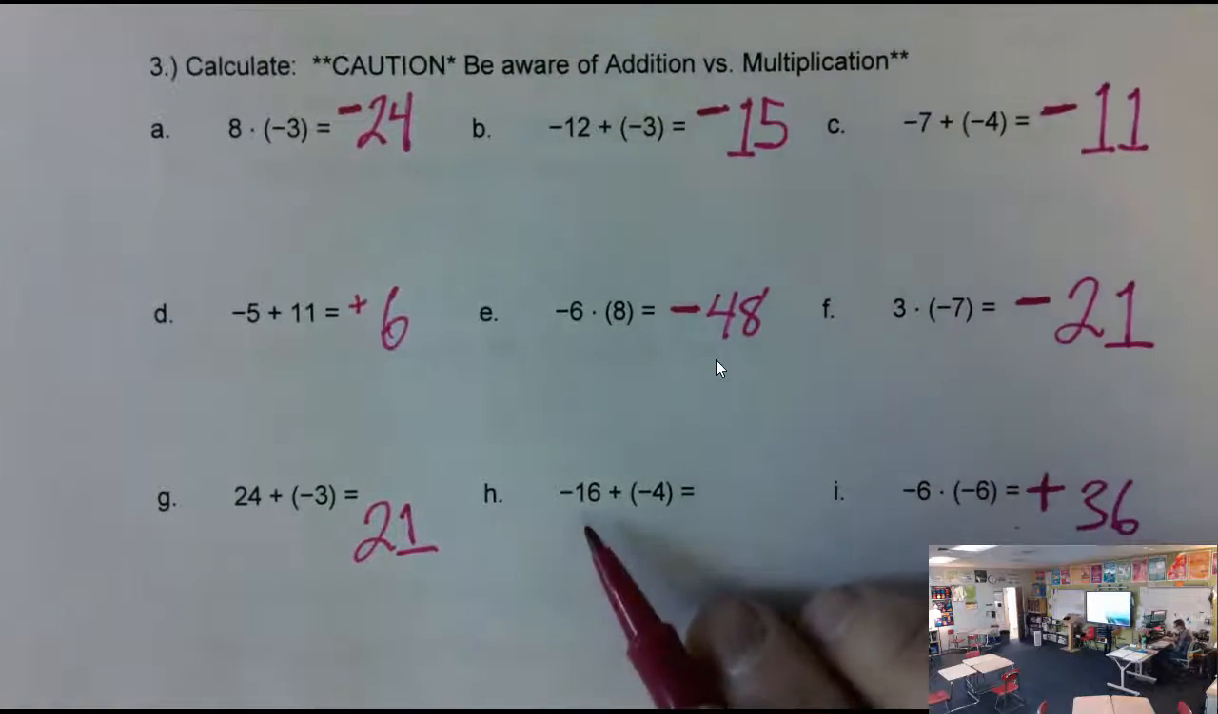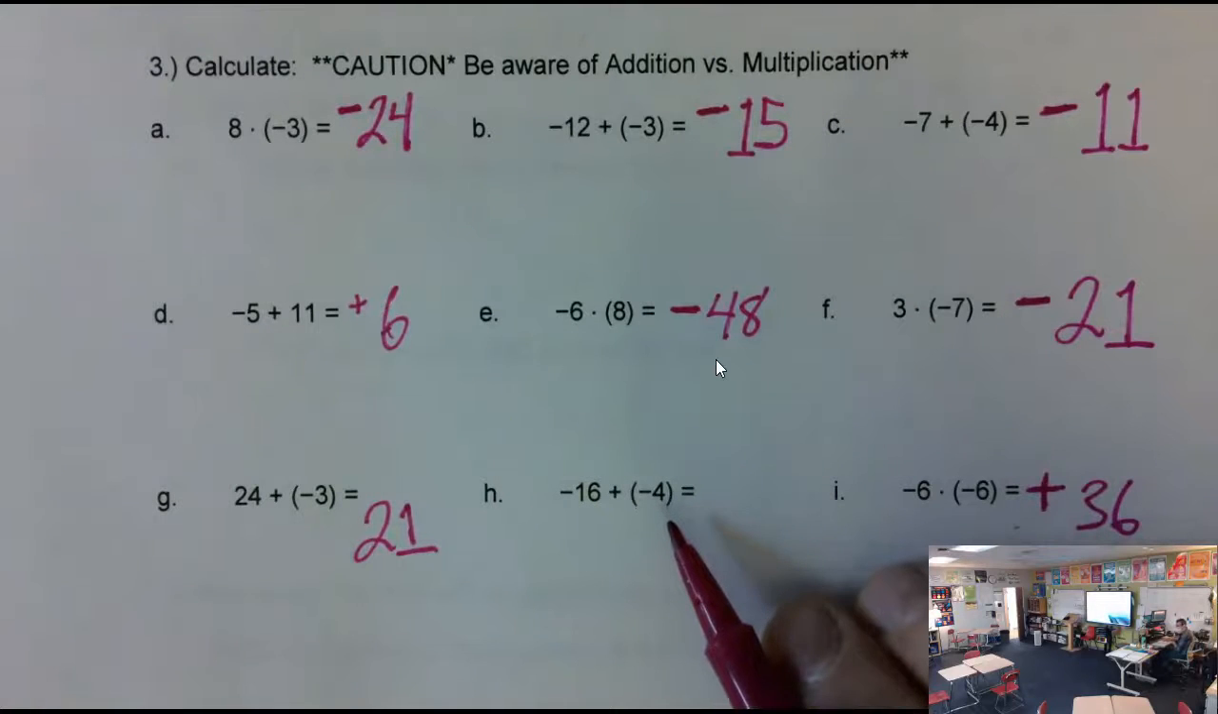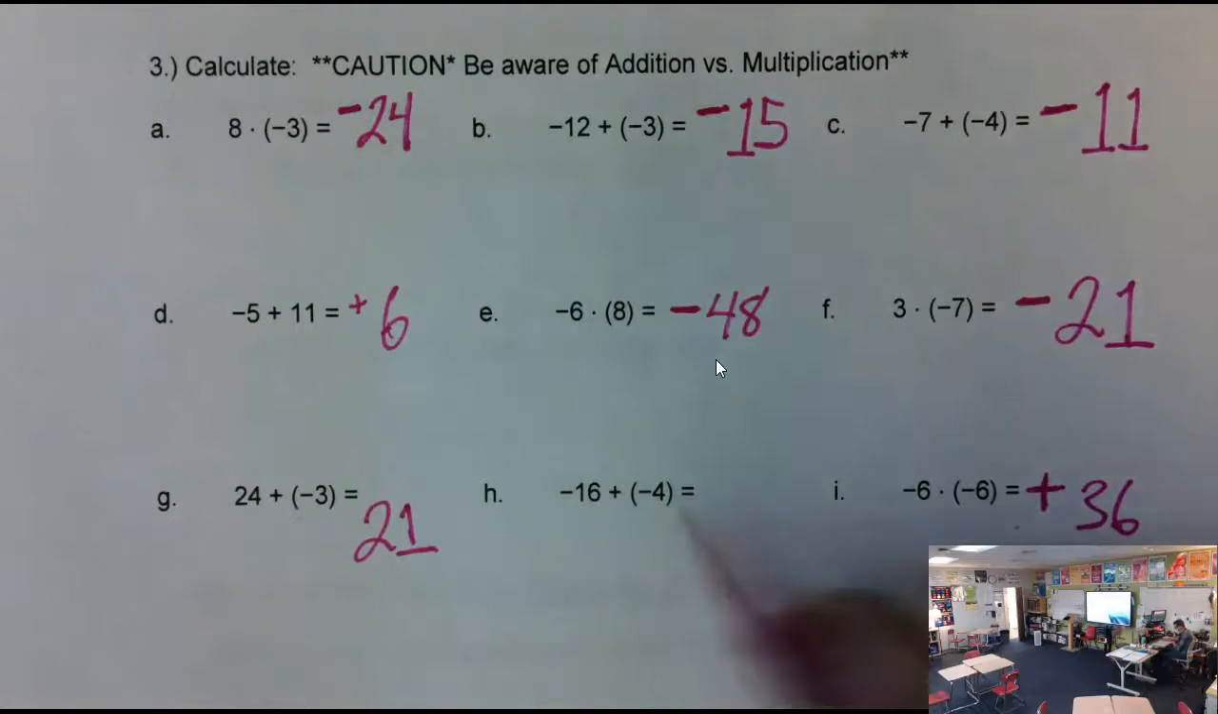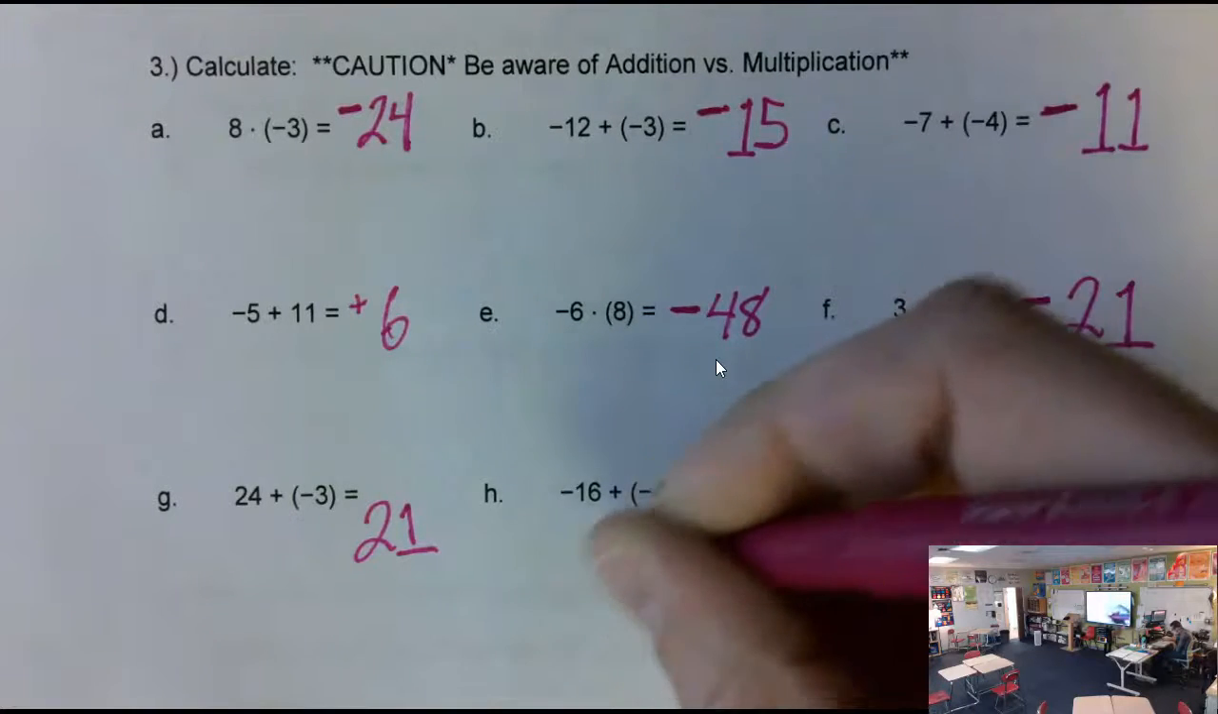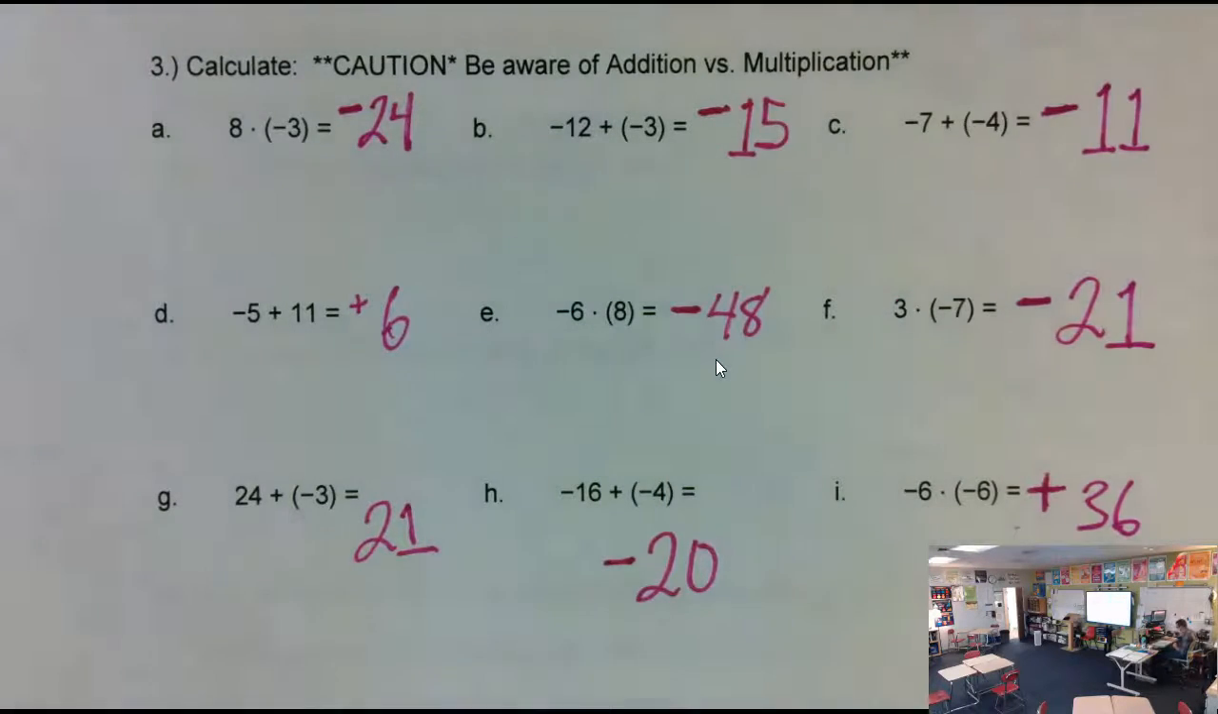A bad guy 16 with another bad guy 4. They make a bigger bad. What's 16 and 4 put together? 20. So we get -20. Make sure that you got all of those down and that you have no questions.